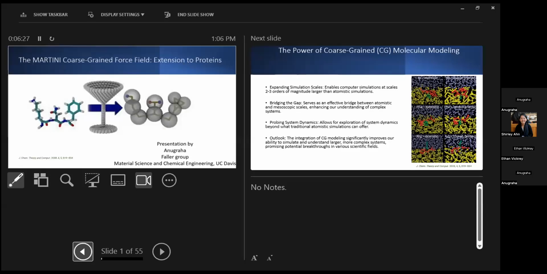I'll be talking about MARTINI coarse-graining for molecular dynamic simulations. I'll be only talking about how to coarse-grain a protein, but this can be extended to lipids and other biomolecules, even the DNA. Coarse-graining is what I'll explain in the next slide.